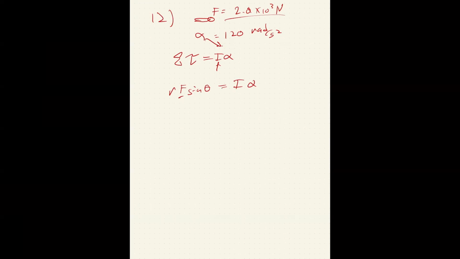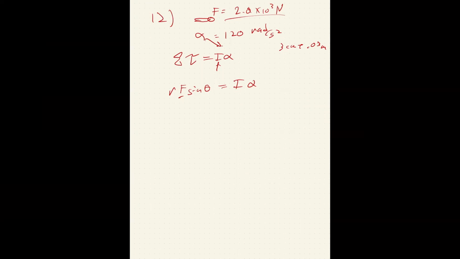3 centimeters converted into meters would be 0.03 meters. So we have 0.03 meters times our force, which is 2 times 10 to the third newtons, times the sine of 90. We'll put that in there. Equals I times alpha, which is 120 radians per second squared. This is all written correctly, I just need to shift it over. For those not watching the video, they won't know what I just wrote.